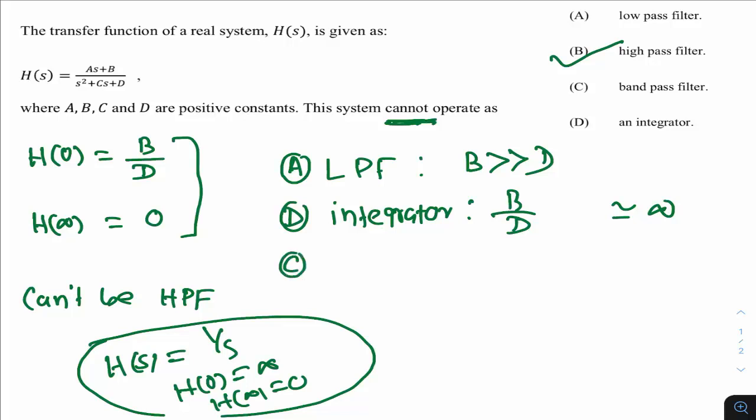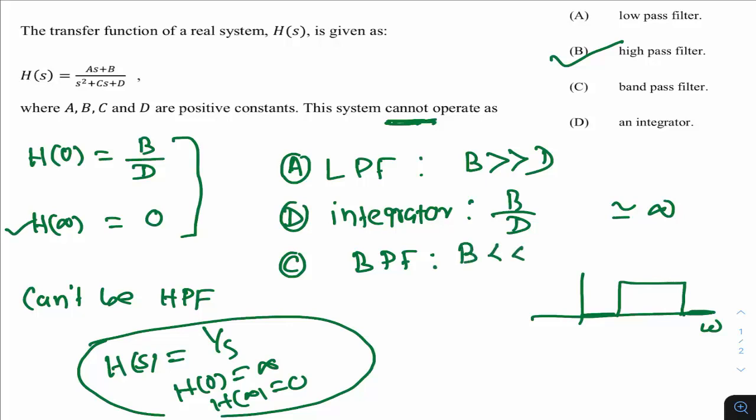Now what about option C, band pass filter? What is the property of band pass filters? If you remember the frequency response, in the ideal case it looked like this. At both extreme frequencies, low and high, you expect the transfer function value to be 0. Anyway at high frequency you have 0, so you select the value of b significantly less than d. The ratio of b to d will then be approximately equal to 0. When this happens, at low frequency the gain is almost 0, and at high frequency it is also 0. In between somewhere it might be passing something. So in that case, it can be a band pass filter.